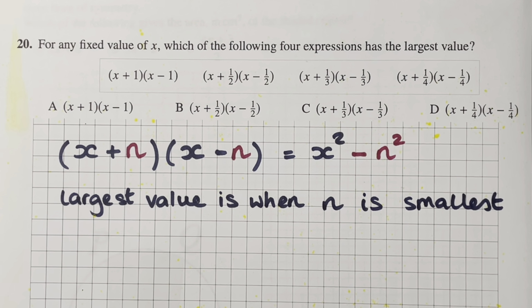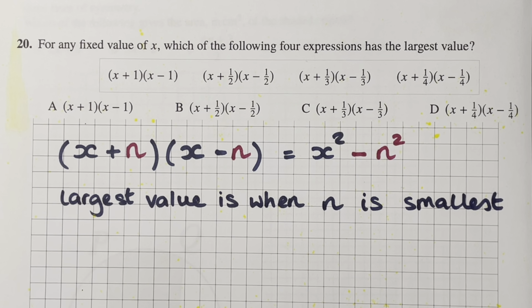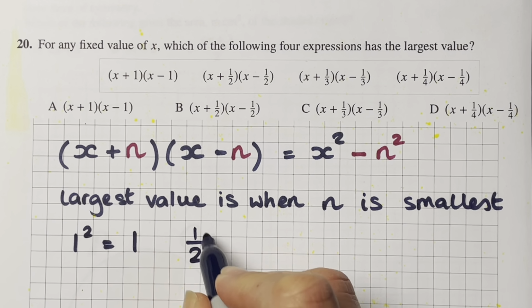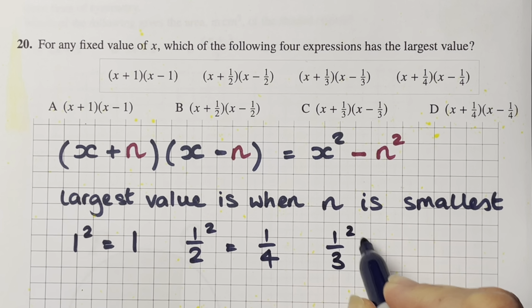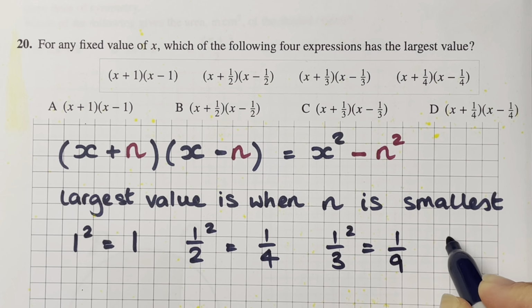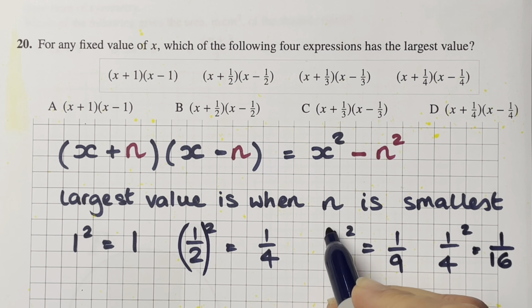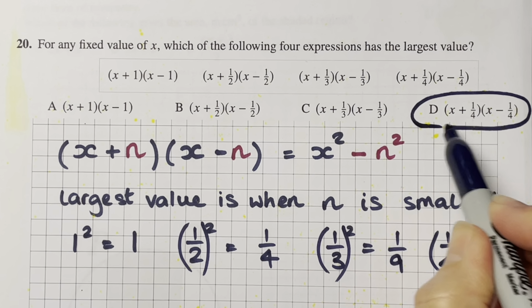And I know that n is smallest when I square 1/4. If I'm not sure and I want to check, there's nothing to stop me writing out 1 squared is 1, 1/2 squared is 1/4, 1/3 squared is 1/9, and 1/4 squared is 1/16. Maybe just do that to be doubly clear. So the answer is D.